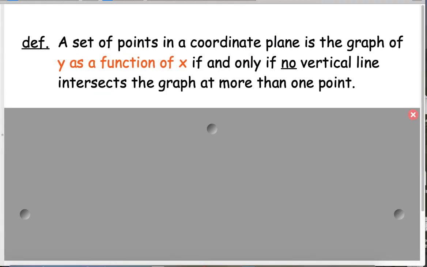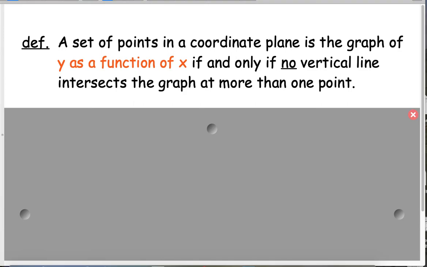All right, so we have some definitions that we need to work through here, and it's important that you understand exactly what it's saying. In mathematics, when you read a definition, quite often you have to read it several times, because every word in there is important, and if it wasn't, it wouldn't be in there. So a set of points in a coordinate plane is the graph of y as a function of x.